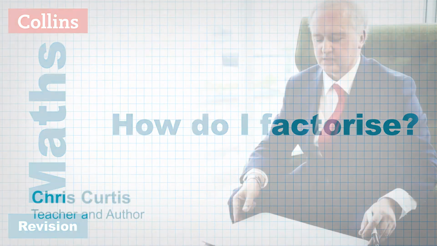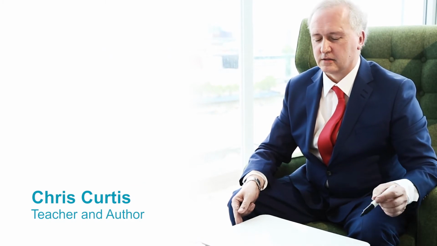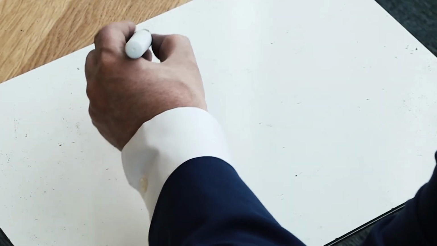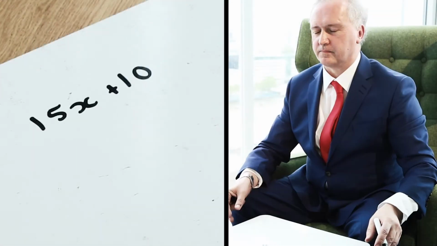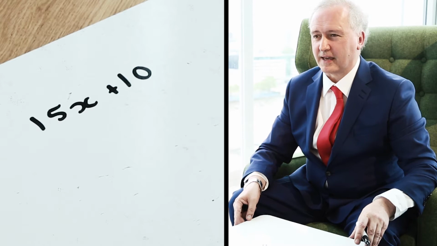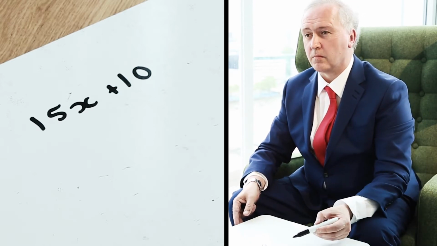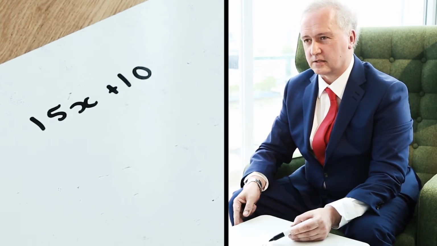When we factorise something, what we are effectively doing is putting the brackets back into an expression. And I'll illustrate that with the following example. If you imagine I've been given 15x plus 10, and I've been asked to factorise that. By putting brackets back in, effectively what I'm doing is asking myself what is common to this term, 15x, and what is common to this term, 10.